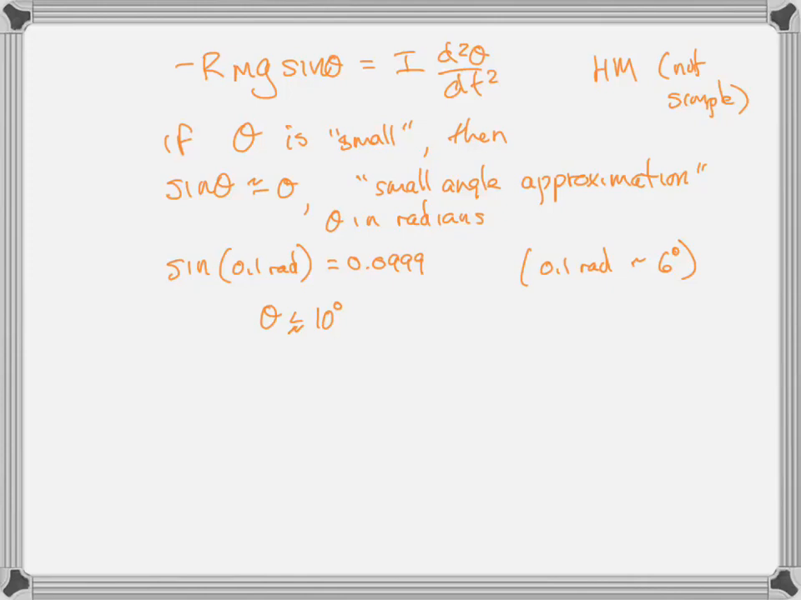Okay, so if we use the small angle approximation, we can approximate this equation. Sine theta is approximately equal to theta, so RMG theta equals I d squared theta dt squared. Is this simple harmonic motion? Yes, this is an equation of simple harmonic motion because this shows that the net torque is proportional to theta.